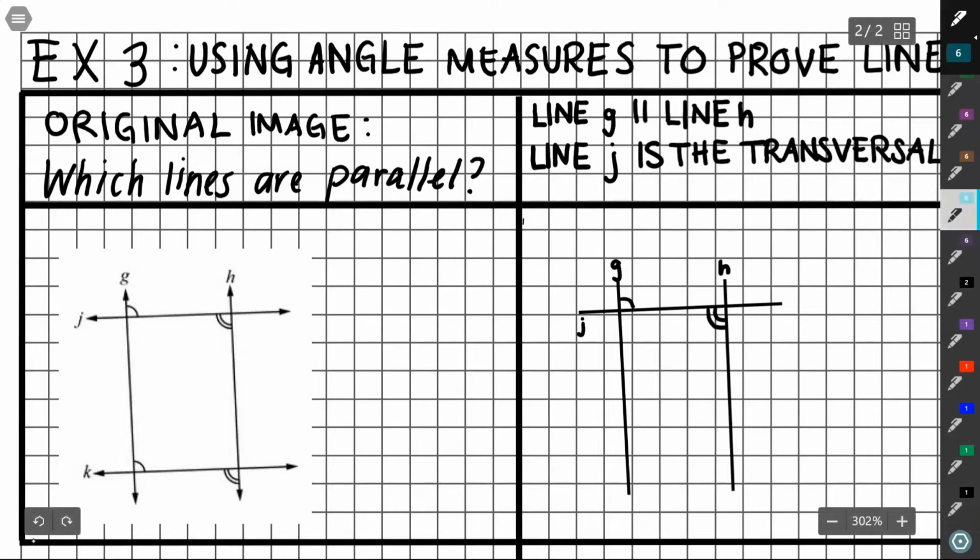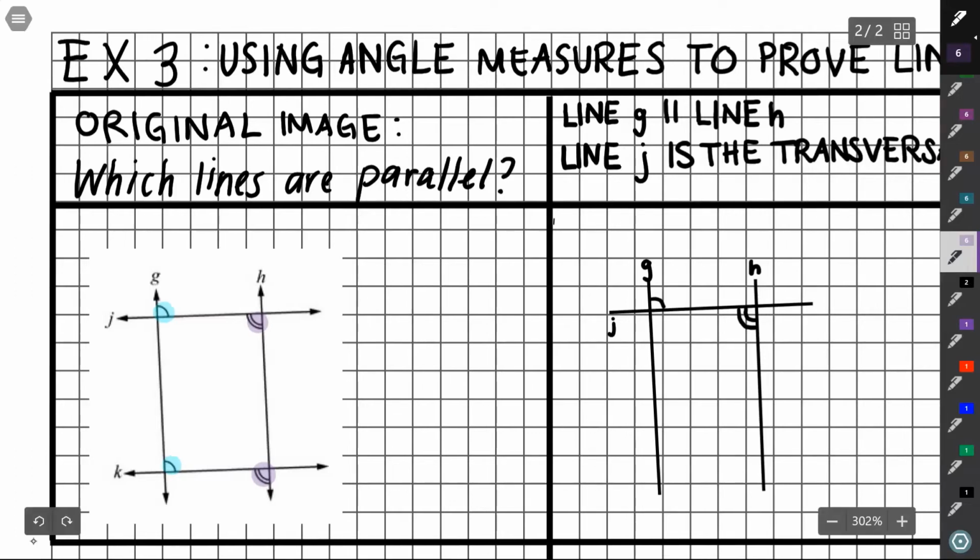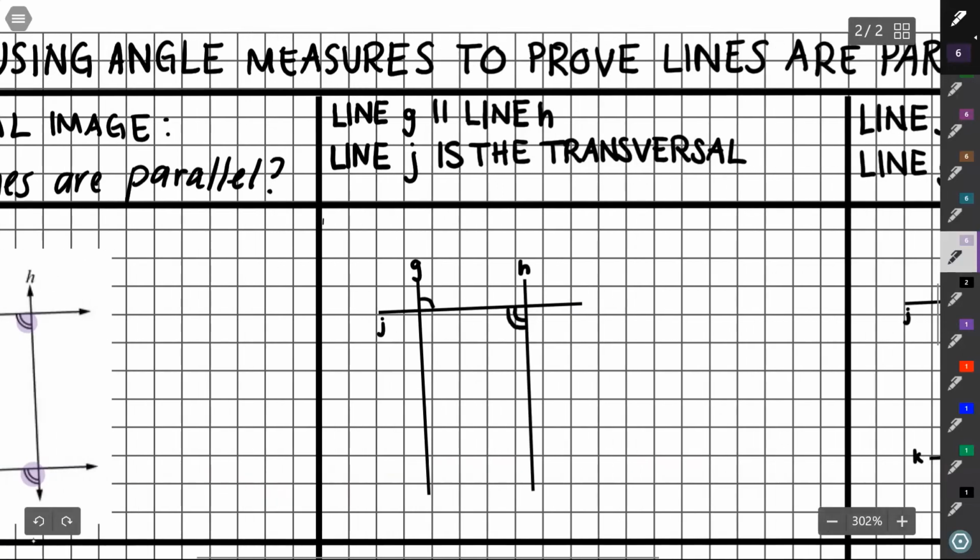Alright, so first thing I'm going to do is go through. So if we have one arc, that means that this angle and this angle are congruent. And if we have 2 arcs, it means this angle and this angle are congruent. Alright, so when we have an image with more than 2 lines that could be parallel, we want to break it down so that we can see the different scenarios that we have.